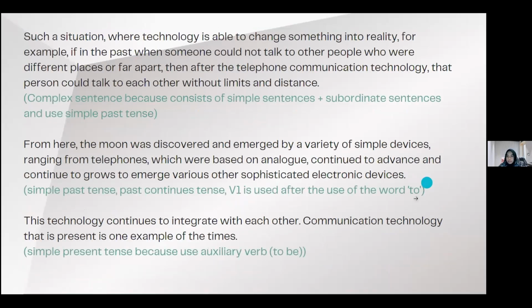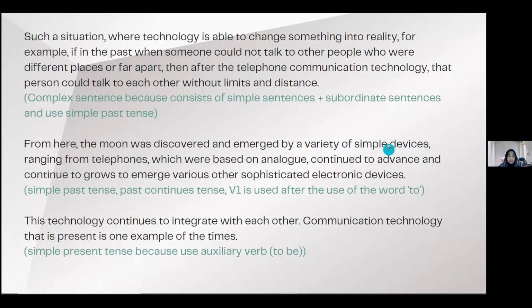Such a situation is where technology is able to change something into reality. For example, in the past when someone could not talk to another person in a different place or far apart, after telephone communication technology, those people could talk to each other without limits of distance. This sentence is a complex sentence because it consists of a simple sentence plus a subordinate sentence and uses simple past tense.